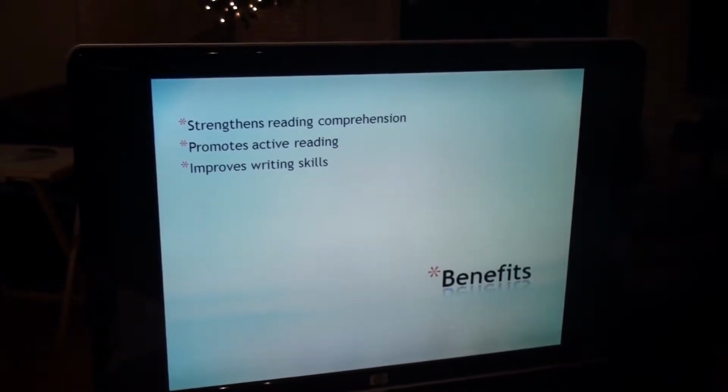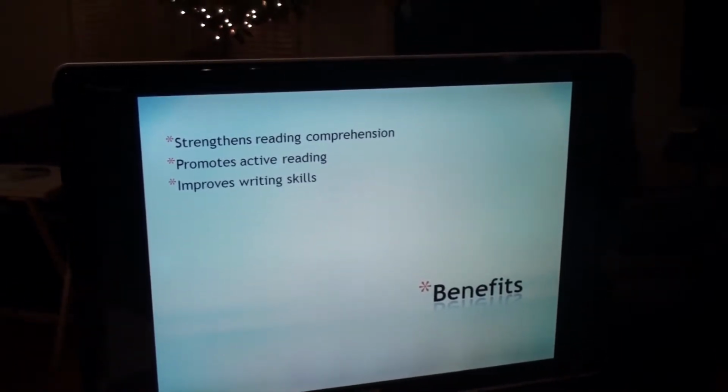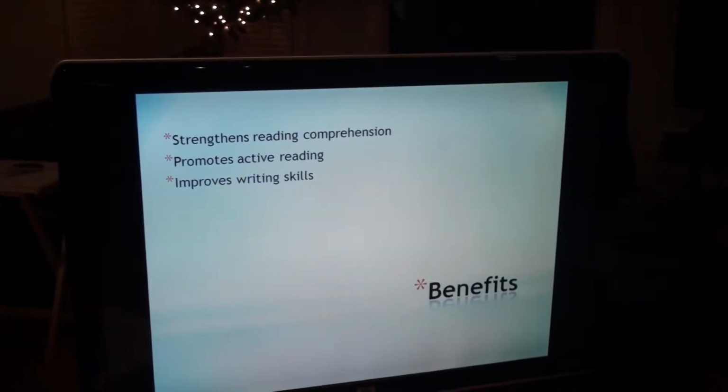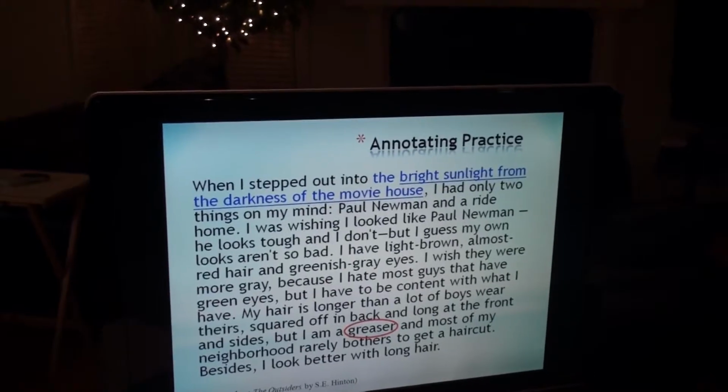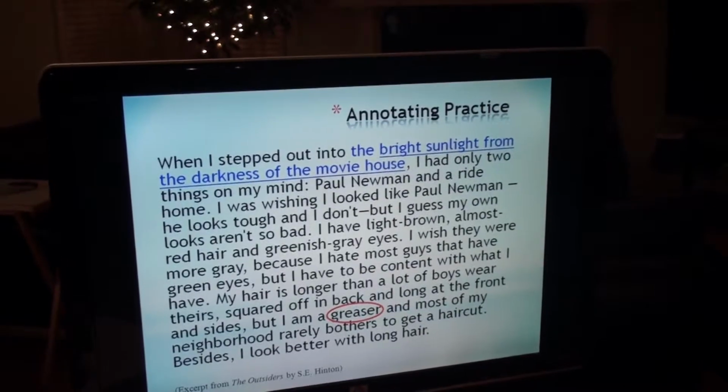In order to understand how to annotate, we will now look at an excerpt from the next book in our unit, The Outsiders by S.E. Hinton. I will now read the excerpt to the class.